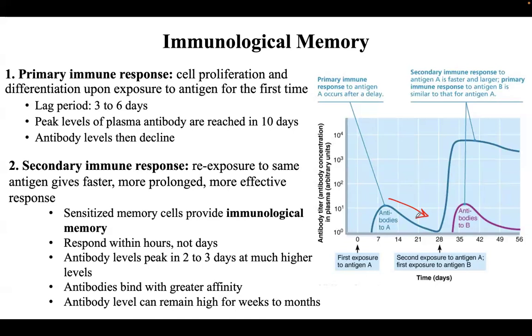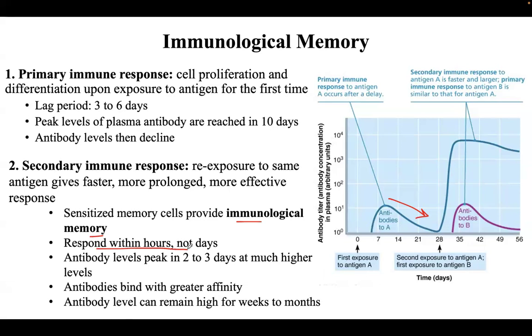Now you have a re-exposure again, a couple of years later, a couple of months later, days later, whatever. Then these memory cells will have this immunological memory. They already have gone through all that clonal selection. So this time the response will be much faster. It will not take 3 to 6 days. It could be within hours after you got exposure. Okay, so response within hours, not days.